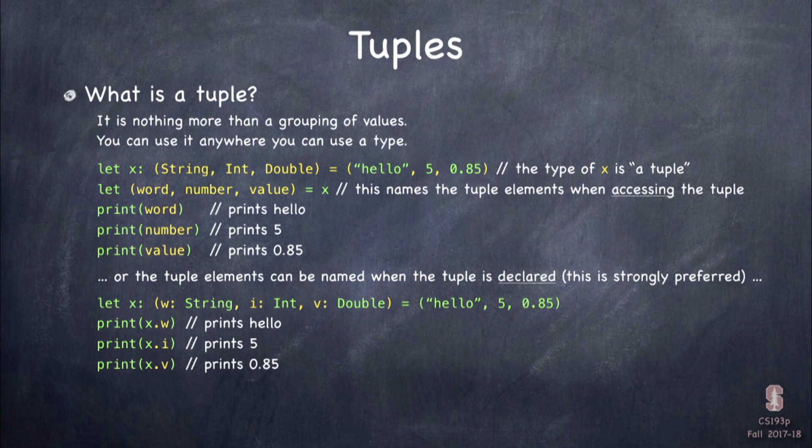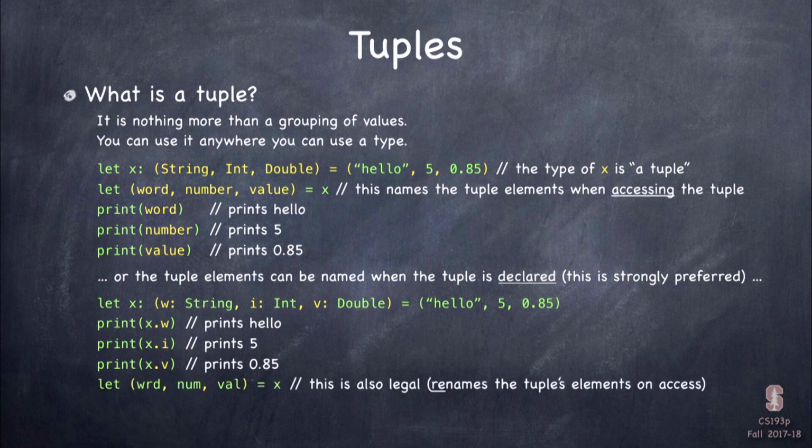Then, when I have X in my hands, I can get at W, I, and V using this dot notation, kind of like a var almost in a struct: x.w, x.i, x.v. See, so now I'm declaring the names when I declare the thing. And even if you do this, you can still redeclare the names to be something else by saying let (word, num, val) = X. It'll create those 3 local variables. So it's super flexible on the naming of those 3 things.